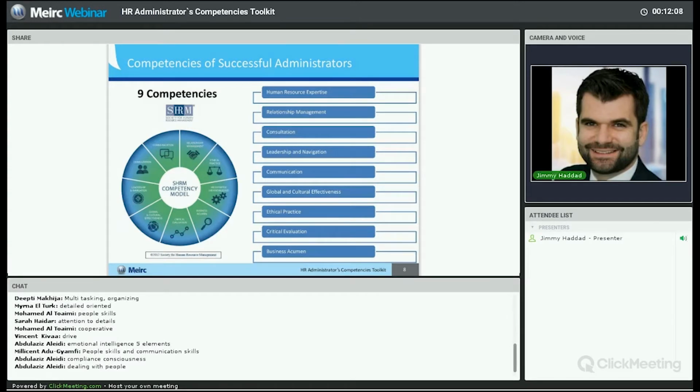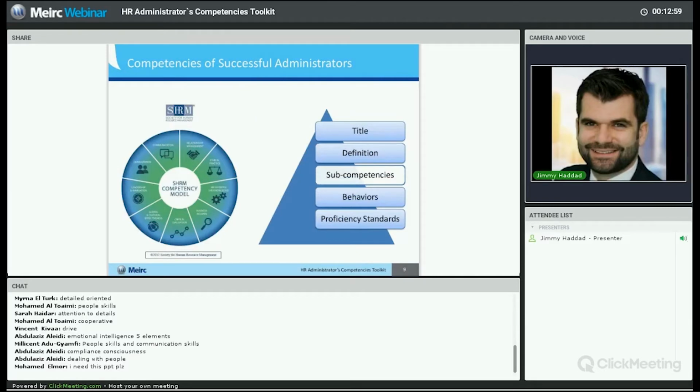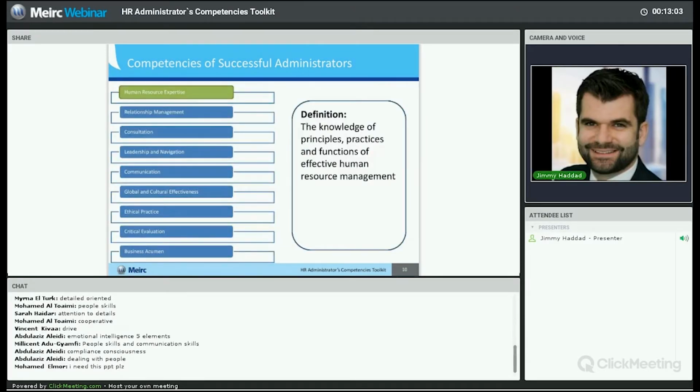Now, what's important about the 9 competencies that you see in front of you, which are human resource expertise, relationship management, consultation, leadership and navigation, communication, global and cultural effectiveness, ethical practice, critical evaluation, and business acumen, is not only to know these competencies, but to understand their definition by some behaviors that HR professionals need to consistently do day in and day out to make sure that they are showing these competencies as part of their work. So allow me to briefly define each and provide you some behavioral indicators that one can consider as part of their work. I'm going to begin with the first one, which is human resource expertise.